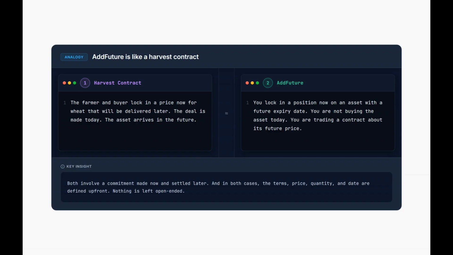The harvest contract here says, we are not trading what exists today, we are trading a promise about what happens later. AddFuture works exactly the same way. When you add a futures contract to your algorithm, you are not buying the asset outright. You are taking a position on what the price will be at a specific expiry date, and QuantConnect handles the contract rolling and delivery mechanics behind the scenes.